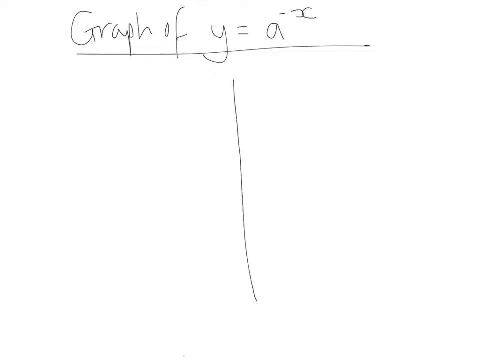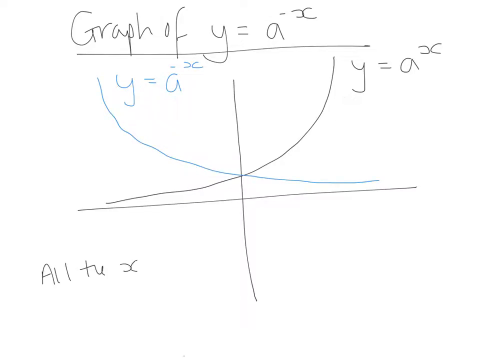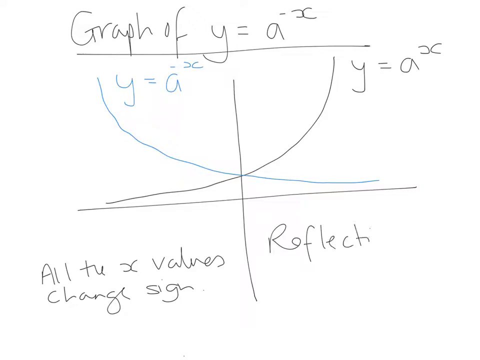So if we redraw, our normal exponential function looks like this. That was the one on 2 slides ago. Then the function for the negative power would look like this. y is equal to a to the power negative x. So it's a reflection across the y-axis there. Basically what's happened is all the x values change sign. So it's a reflection across the y-axis.